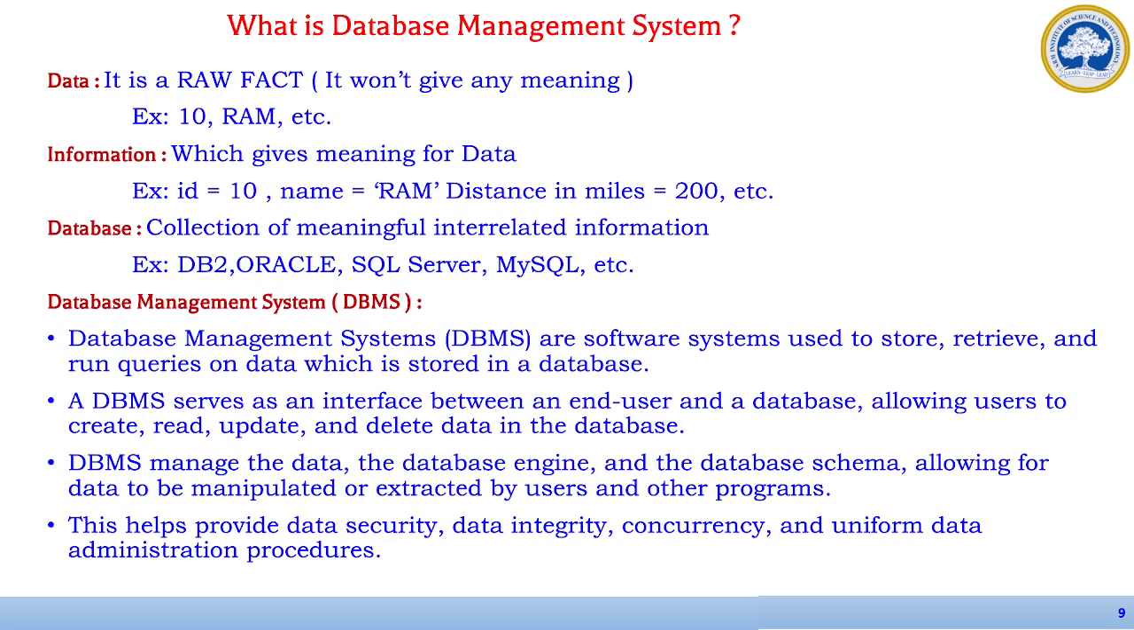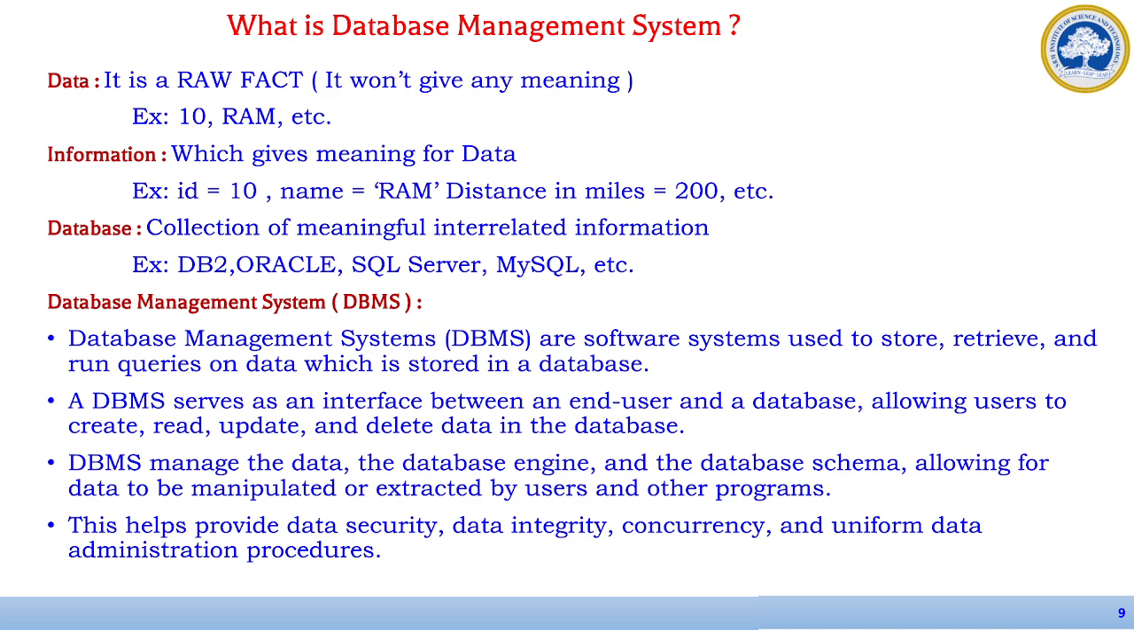In this slide we are going to see what data is, what information is, and what a database is. Data is a raw fact. For example, if you give 10 and a name, there is no meaning in this. That is called data. It won't give any meaning. It is a raw fact. And information is what gives meaning to the data. If you give ID equal to 10, name equal to a value, then there will be a meaning. That is called information.